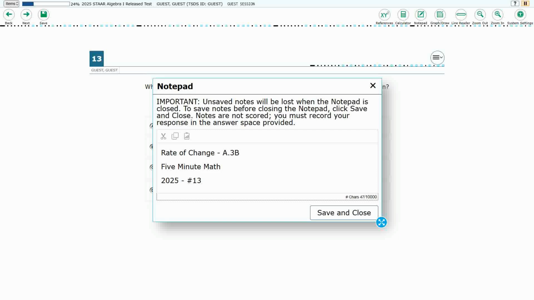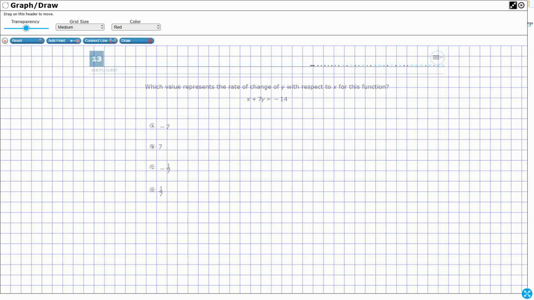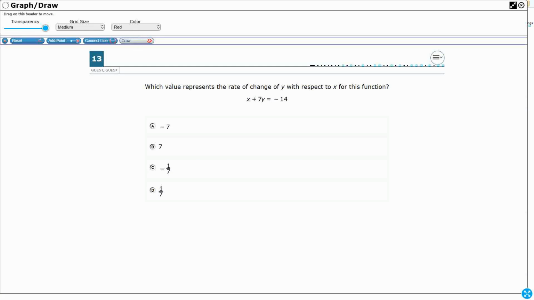Today we are looking at the Algebra 1 concept of rate of change. This is standard A.3B in the great state of Texas, and we are using item number 13 of the 2025 released STAAR test. If you haven't done so already, please go ahead and take a moment to pause the video, work this problem out on your own, unpause it, and we will look at our answers together.